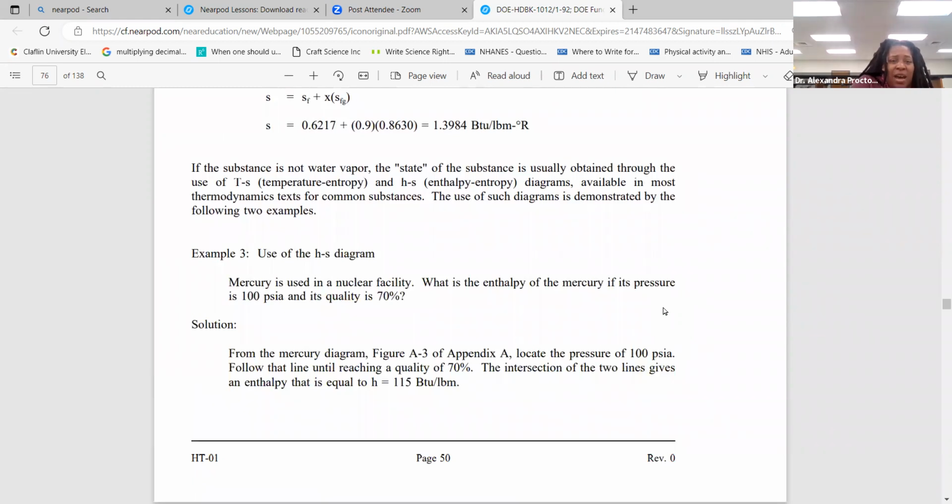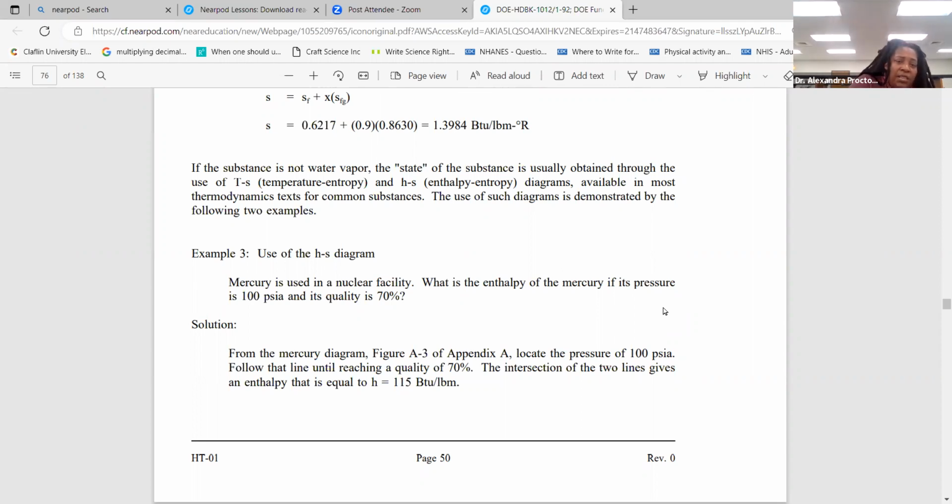So if the substance is not water vapor, the state of the substance is usually obtained using the TS diagram, which is temperature entropy, or HS diagrams, which are enthalpy entropy diagrams, available in any thermodynamic textbook for common substances. And I did show you guys earlier that not only do you have these diagrams, but they also compute some of these values as well.